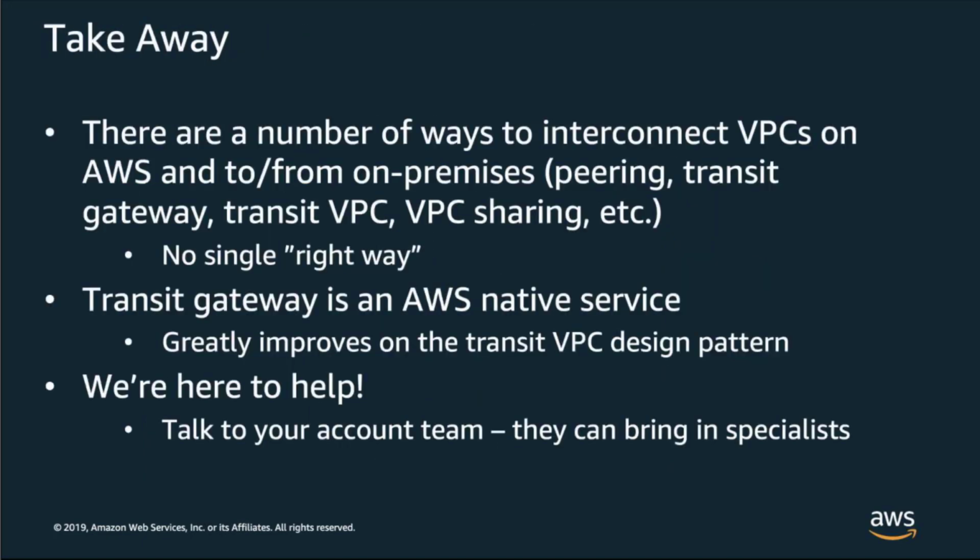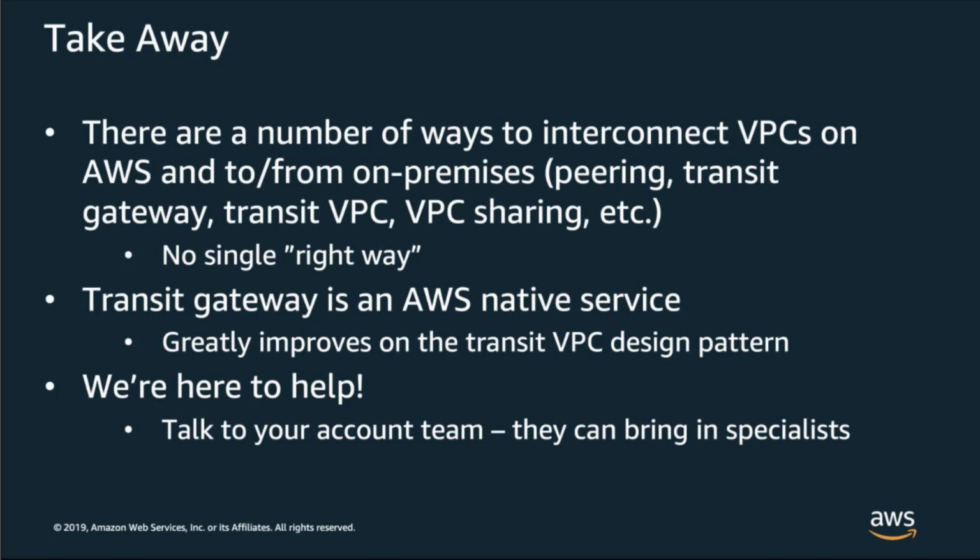So hopefully you found this webinar useful and left with some thoughts about how you can interconnect your VPCs. There's a number of ways to interconnect your VPCs on AWS and to and from your on-prem environment, not limited to peering, Transit Gateway, Transit VPC, VPC Sharing, and probably some more that I'm leaving out. So the point I wanted to really drive home here is there's no right way. There's a way that works for you, and given your requirements, it will vary very greatly.